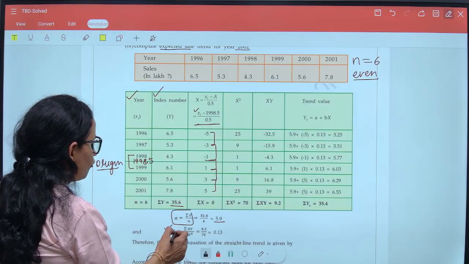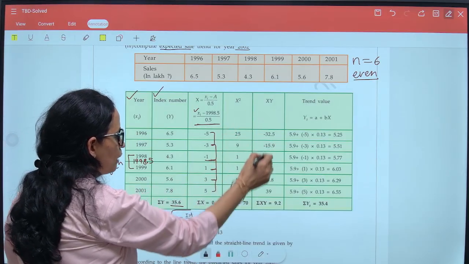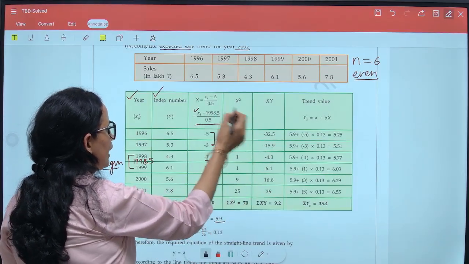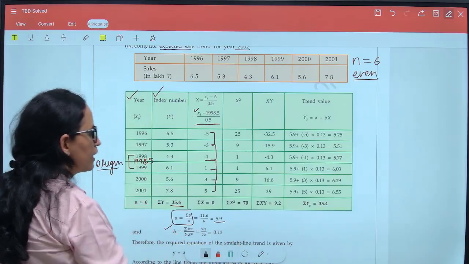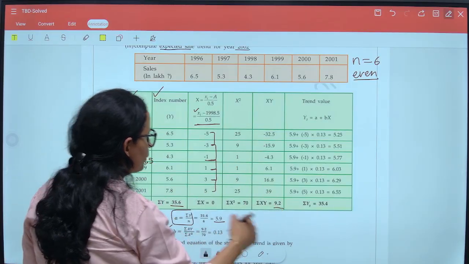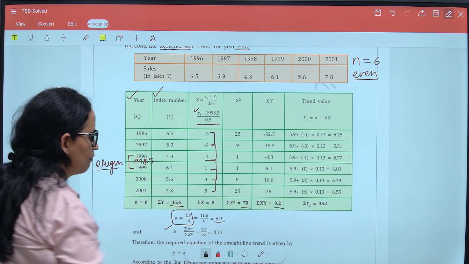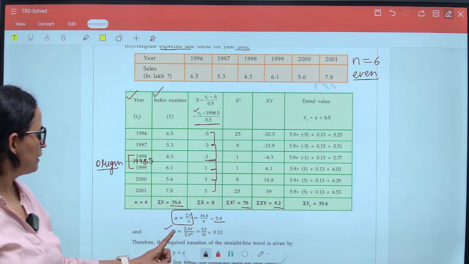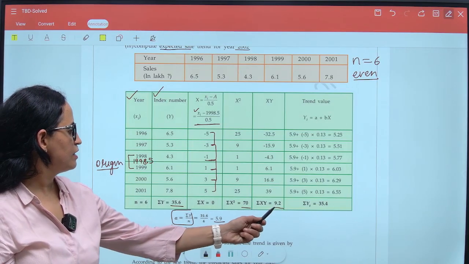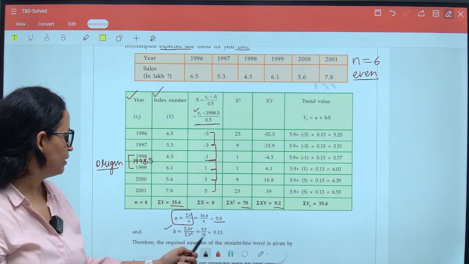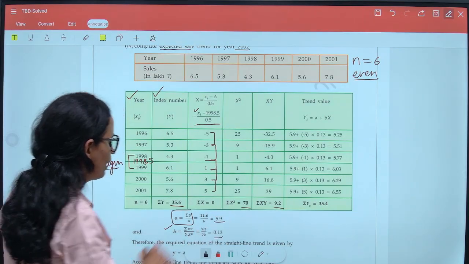To find the value of B, sigma xy, you add all the values of sigma xy. X square, and then x multiplied by y gives you sigma xy. Again you find the sum of this column, it is 9.2. Sum of the x square column is 70. So that means the value of B is sigma xy upon sigma x square. That is, sigma xy is 9.2. 9.2 divided by 70 gives you 0.13. So the value of B is this.